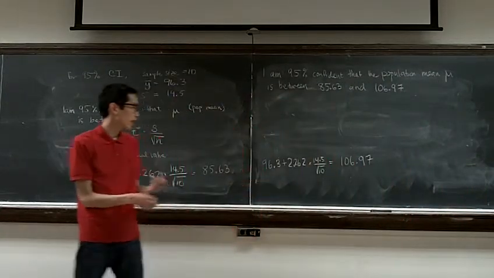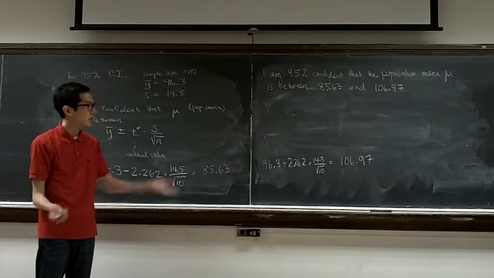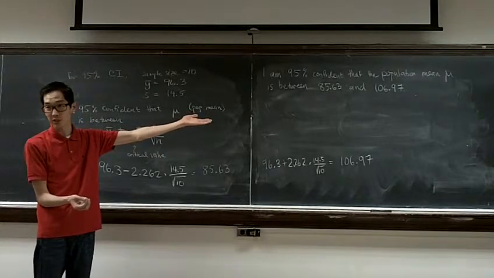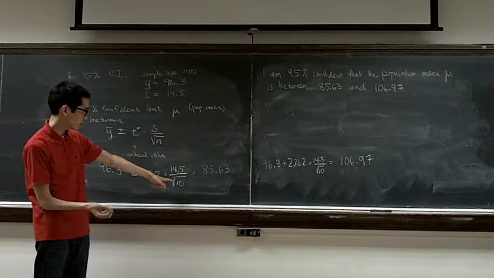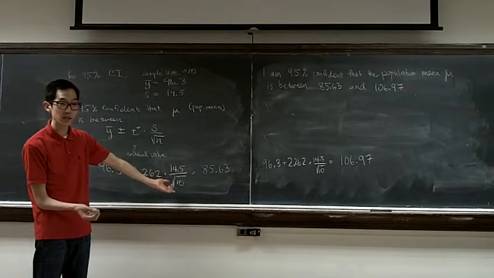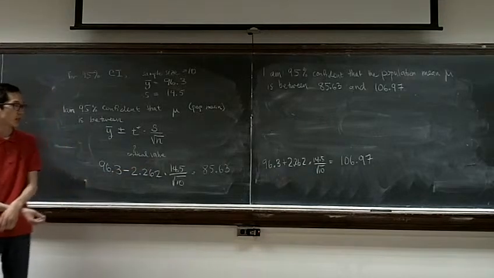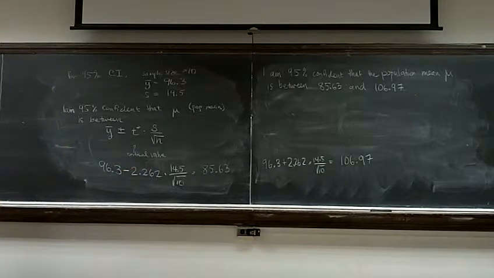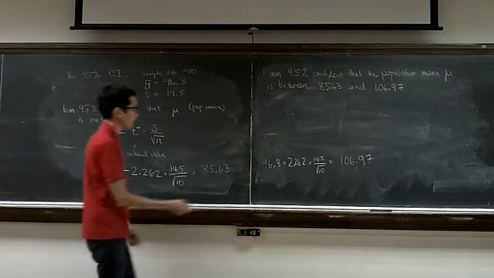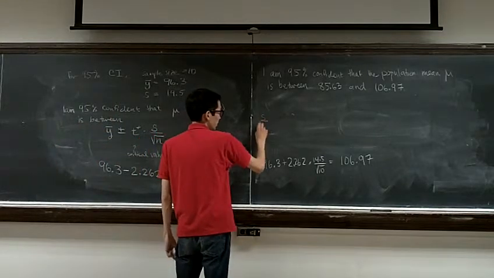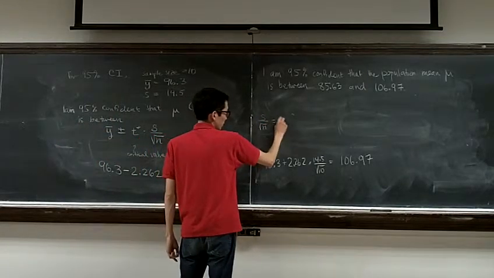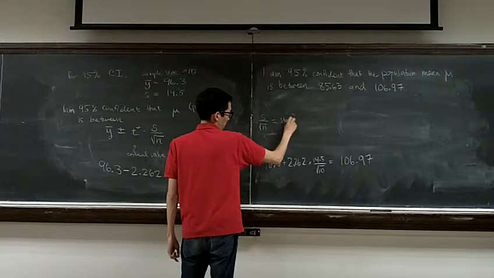Right? If I had a larger sample, I would have better precision here. Okay? Because my n would increase, so my standard error goes down. Okay? S over the square root of n, by the way, is known as the standard error.